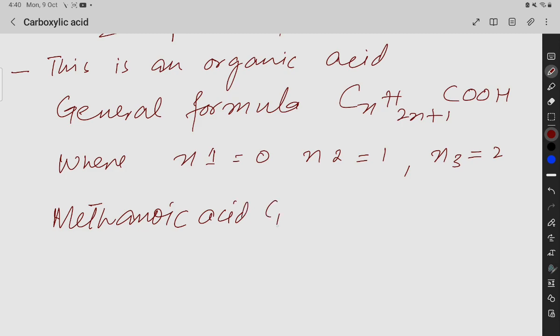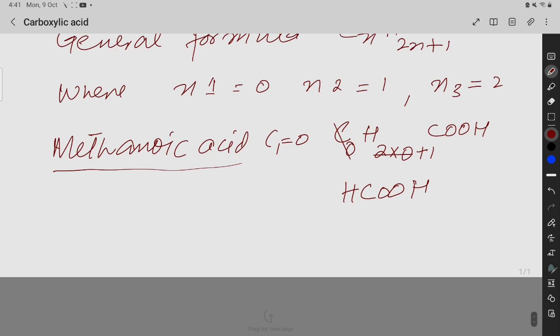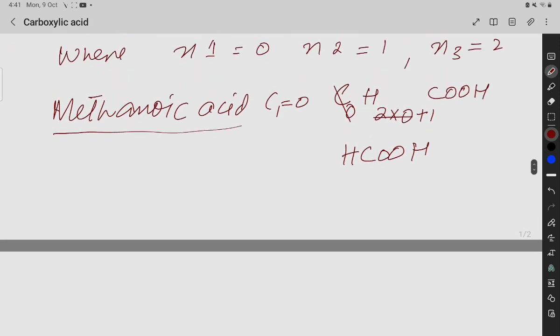For example, if we want to derive methanoic acid, because this is C1, so C0, H2 multiplied by 0 plus 1, COOH. हाँ क्यों? ये 2 0 कैंसिल हो गया, 0 भी कैंसिल हो गया, तो फॉर्मूला इज़ HCOOH, क्योंकि हमें 1 कार्बन चाहिए ना, क्योंकि अगर 1 कार्बन होगा तभी तो मेथेनोइक एसिड होगा. अगर इससे ज़्यादा हो जाएगा तो फिर तो वो एथेनोइक एसिड बन जाएगा. इसलिए हमें मेथेनोइक एसिड बनाना, तो उसके लिए हमें n इज़ इक्वल टू 0.